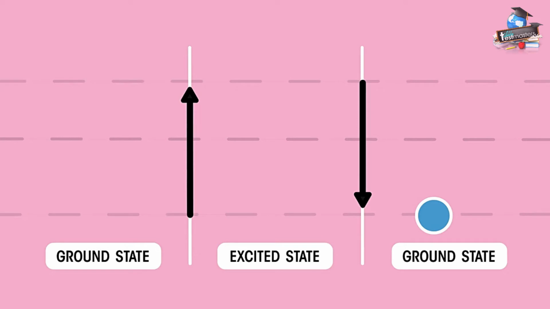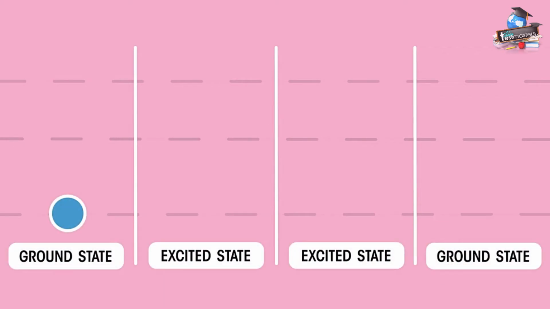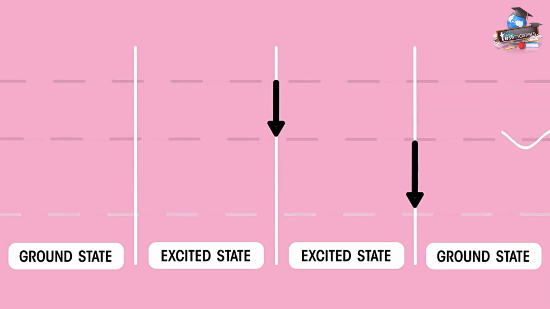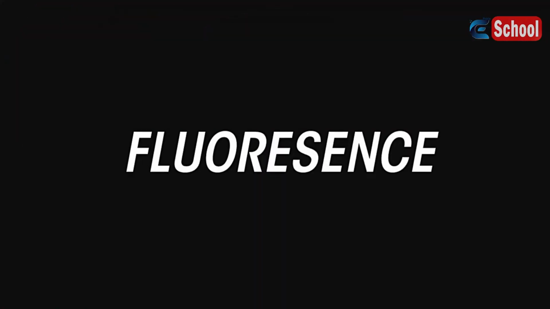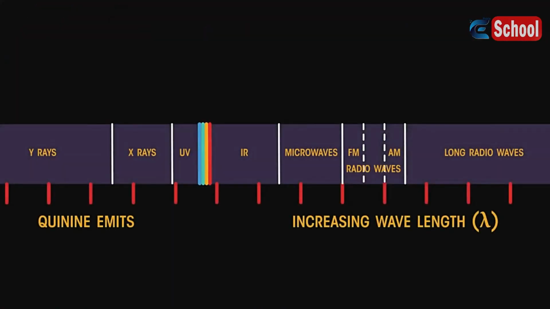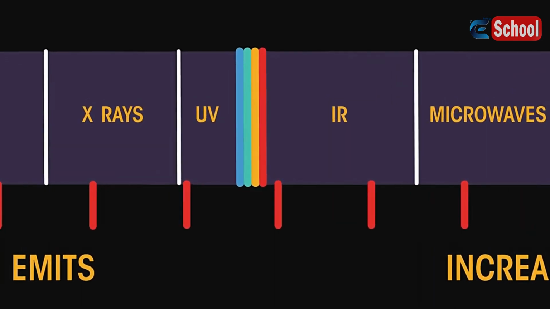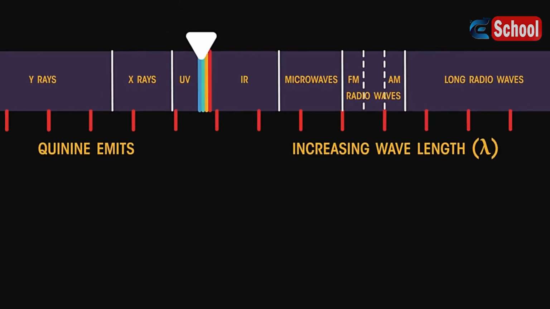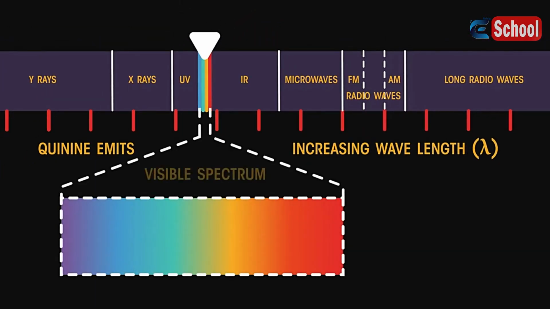But what if it doesn't fall back to ground state in one step? Here, there is a 2-step return to the ground state, and so the atom emits 2 different wavelengths of light, each with a longer wavelength than originally absorbed by the atom. This is fluorescence. If the absorbed electromagnetic radiation is in the invisible ultraviolet part of the spectrum, or short wavelength, then the light emitted will be of a longer wavelength and be in the visible part of the spectrum.